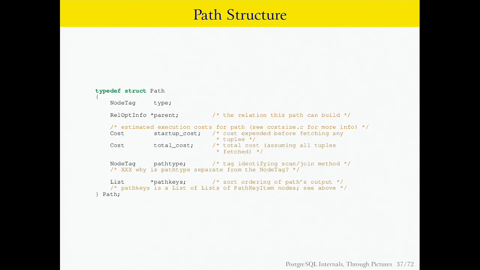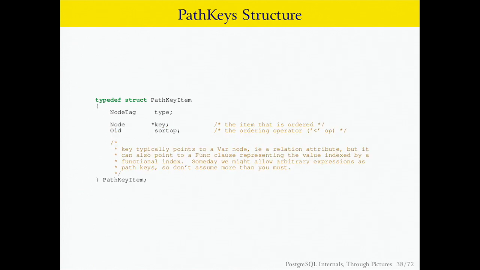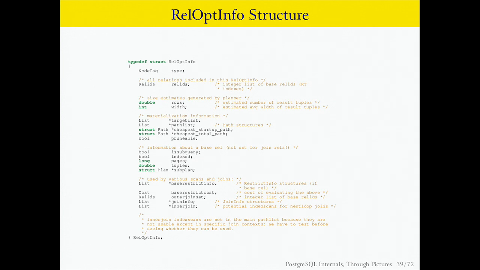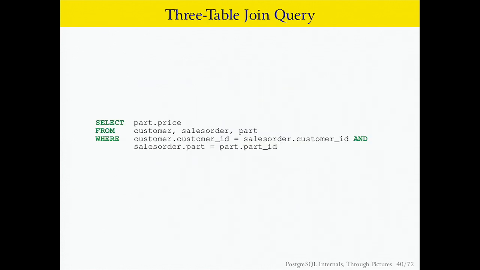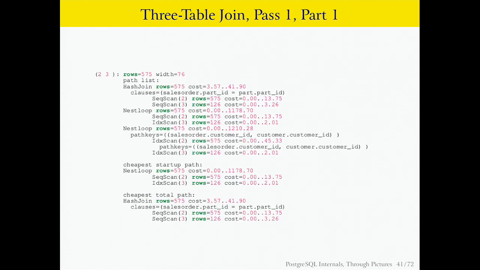And here's an example of some of the internals we use. There's a path structure which represents the various ways of getting at your data, including the costs associated with that. We also have a path key item. We have a rel opt info. Again, a lot of very exotic sounding functions or structures in the optimizer. But effectively, if you take this simple case, 3 tables joined together, you can see here some potential ways that this is optimized.